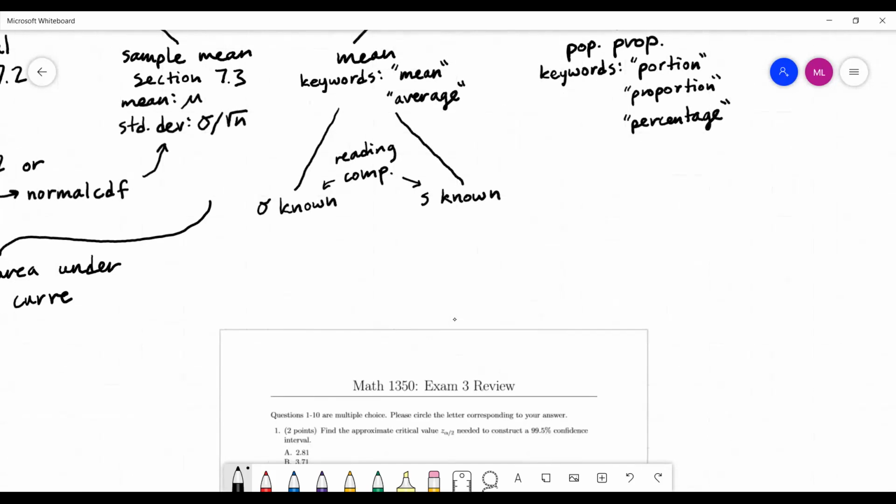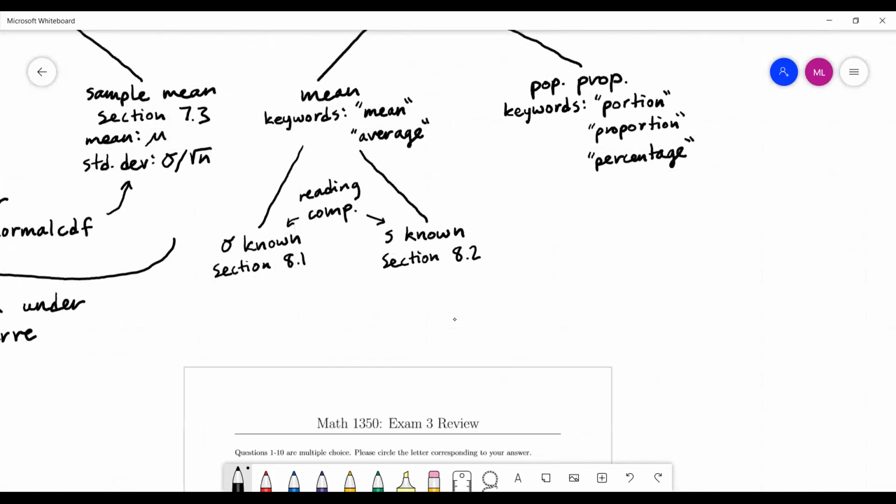The sigma known stuff was section 8.1. When S was known, that was section 8.2. And when it was the population proportion, that was section 8.3.